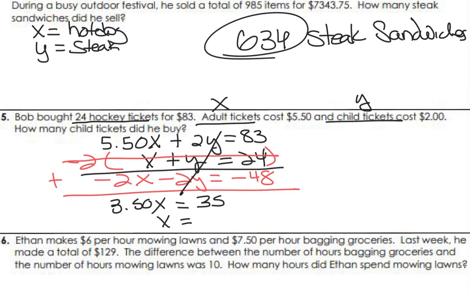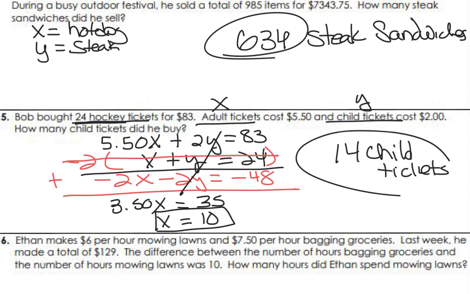So X is going to be 10. And if I plug in, X is number of adult, right? So if he had 10 adult tickets and he had a total of 24 tickets, he had 14 child tickets. And if you wanted to verify, you could plug in 10 for X. So 10 plus Y equals 24. 24 minus 10 is 14.